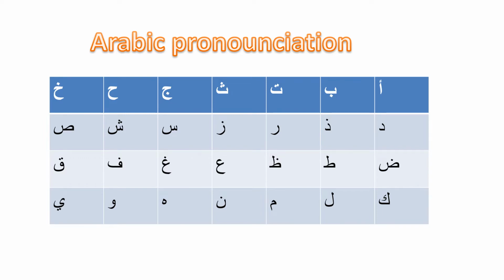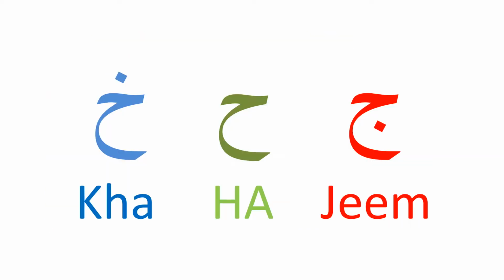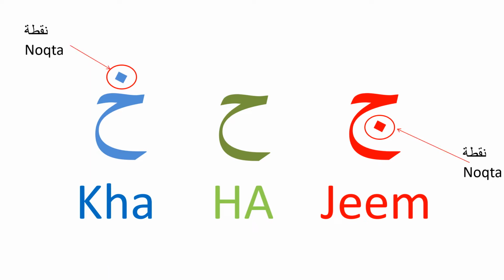There is something similar here. We have Jeem, Ha, and Kha. They look the same. Their only difference is called nuqta, which is the dot. In Jeem we have a dot in the middle, in Kha there is one dot above it, whereas Ha doesn't have any dots.